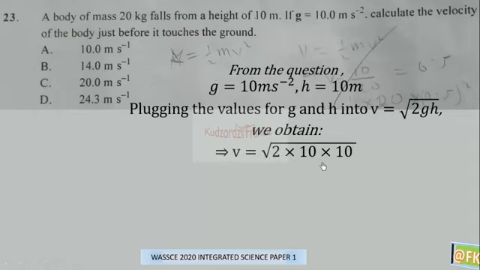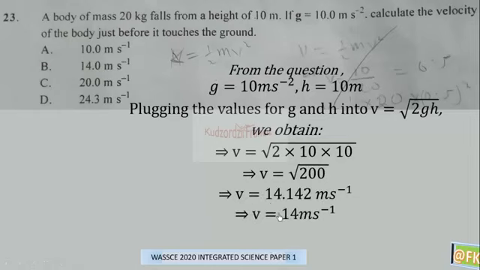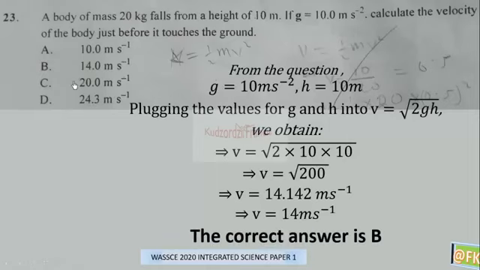Doing that, we get v equal to the root of 2 times 10 times 10. That gives us v equal to the root of 200. This implies that v is equal to 14.142, so v is approximately 14 meters per second. So the correct answer here is B.